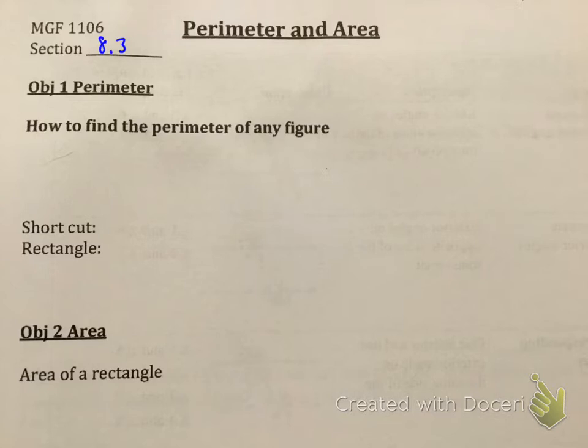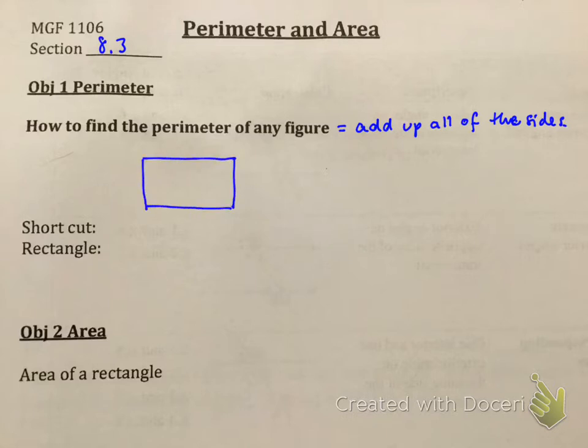So how do we find the perimeter of any figure? We add up all of the sides. And I just wanted to mention there is a shortcut when you're dealing with a rectangle. So if you have a rectangle, your sides, the lengths, for instance, are of equal length and the widths are of equal width.